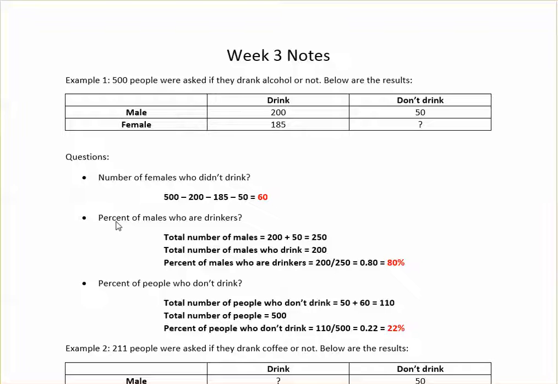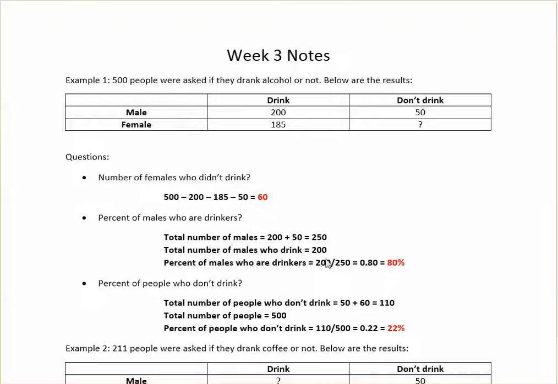So then we're going to do percent of males. This is important. This was number of females, but now we're doing percent of males who are drinkers. To find that one, we find the total number of males, which is 200 plus 50, so 250. And then the total number of males who drink, which is 200. And then we just divide to find the percent of males who are drinkers.